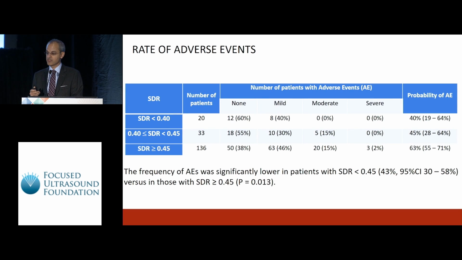Now, the other thing to look at, of course, is, okay, we're effective, but are we safe? And so we looked at the rate of adverse events grouped by SDR here. What we can see is the probability of an adverse event in the group less than 0.4 and the group between 0.4 and 0.45 is actually lower than the group greater than 0.45, which again is kind of counterintuitive.